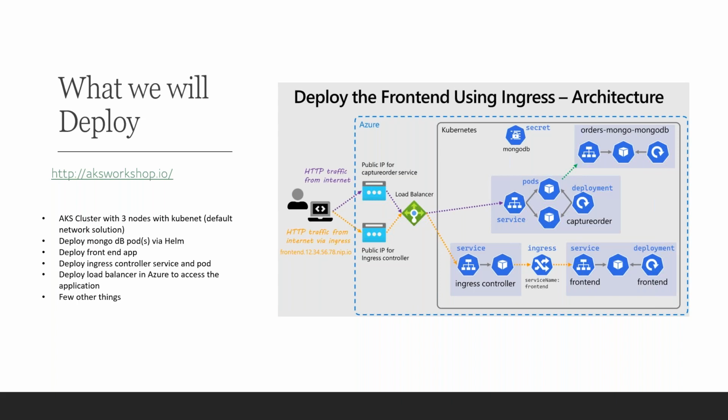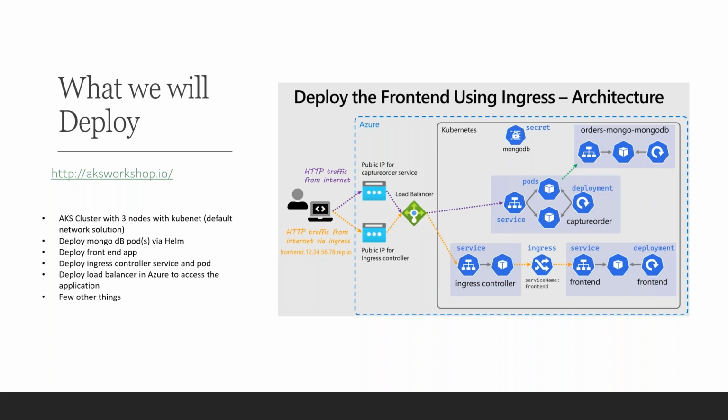Now what I am talking about here is all load balancer, everything here is virtual. It's all hosted on Azure, the Azure load balancer service which is used. This load balancer will also send traffic to the ingress controller, which will actually be the front end. So there would be two public IPs. One would be for the ingress controller and one would be for the capture order service, as mentioned.